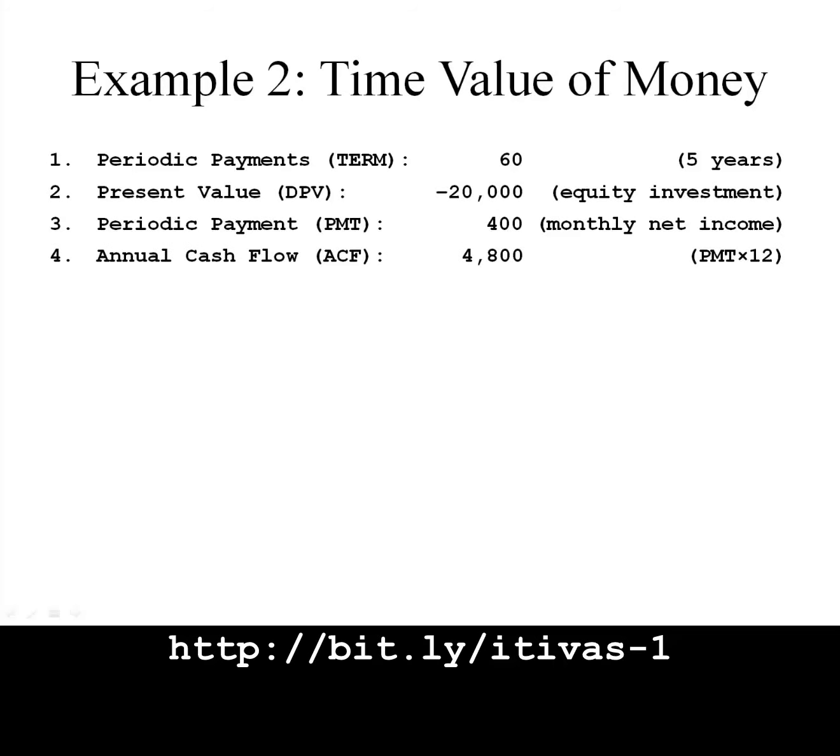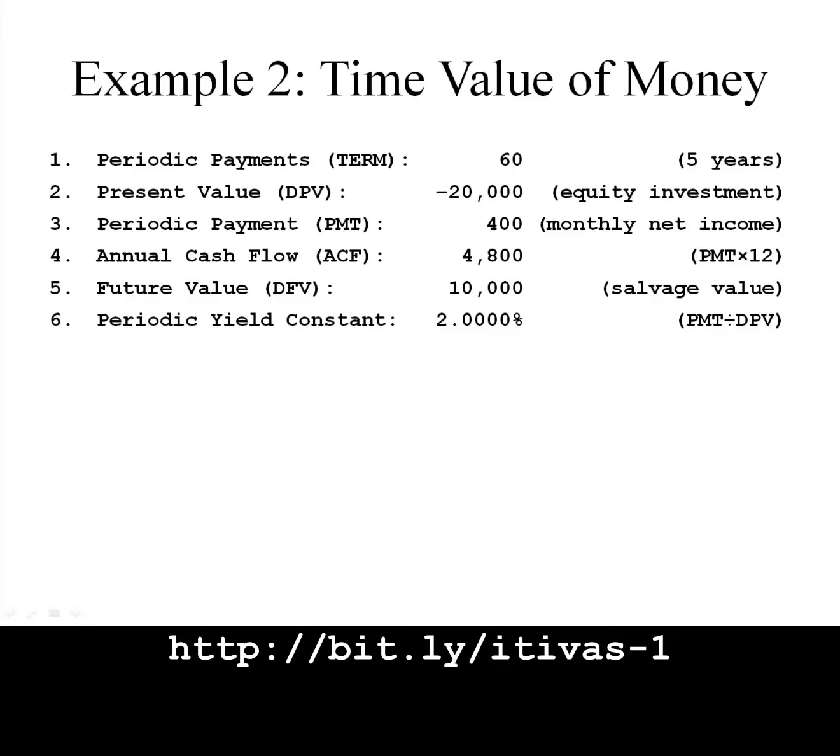The annual cash flow is simply the number of periodic payments per year times the cash flow per payment, 4,800. Future value, debt future value, 10,000. This would be the salvage value that you redeem from selling the asset after the 5 years. The periodic yield constant is 2%. That's the periodic payment divided by the debt present value. The annual yield constant is 24%.